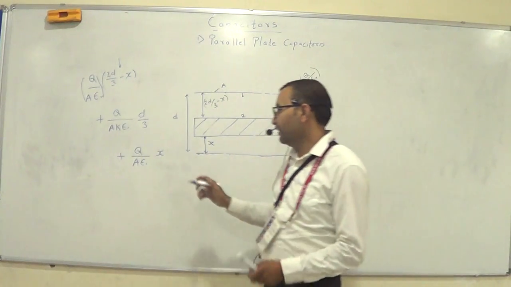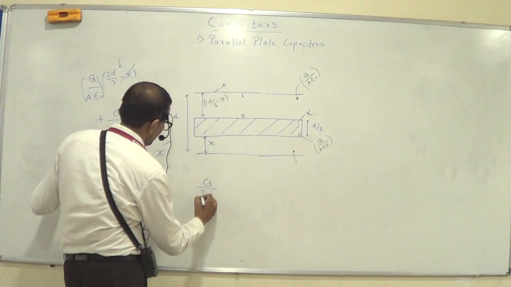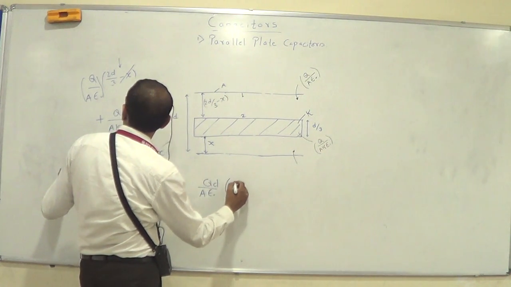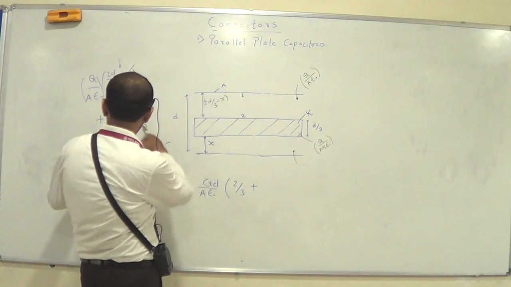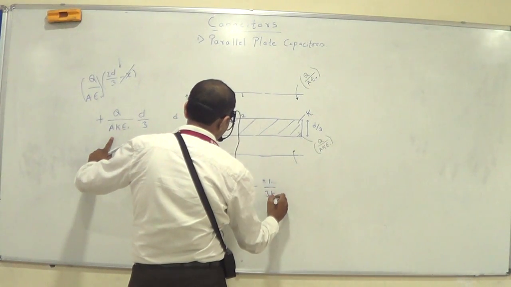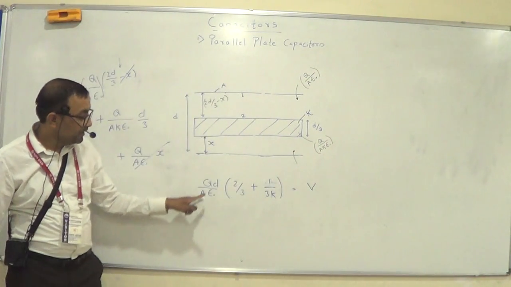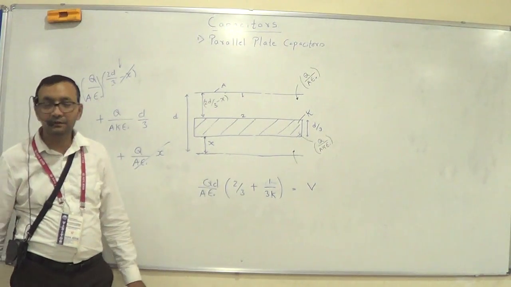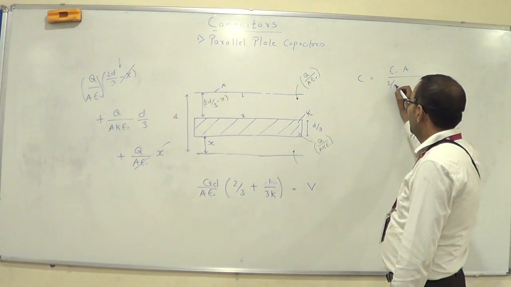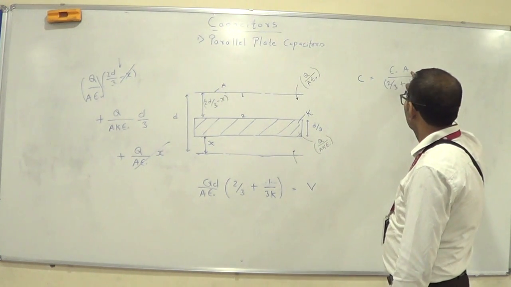Got it? So x goes away. This term will get cancelled away. So you will get over here Q by A epsilon naught into d, (2 by 3 plus 1 by 3K). Yes or no? This is equal to V. Okay? So Q by V becomes equal to whatever comes that side. So capacitance will be equal to epsilon naught A divided by d into (2 by 3 plus 1 by 3K).